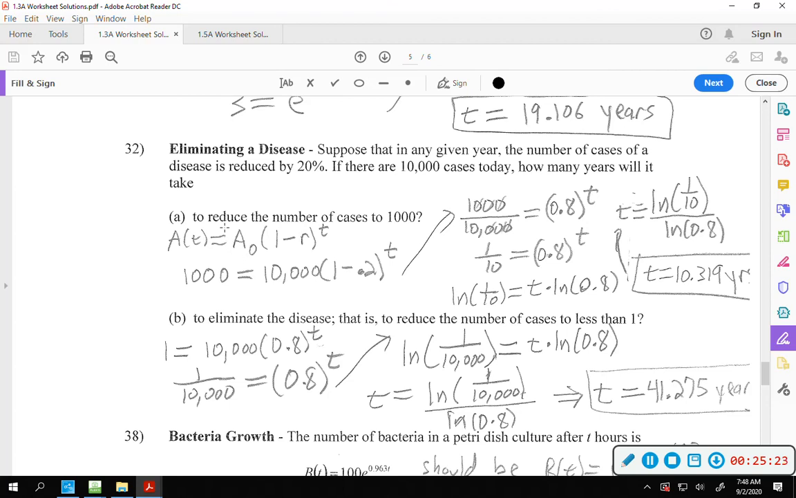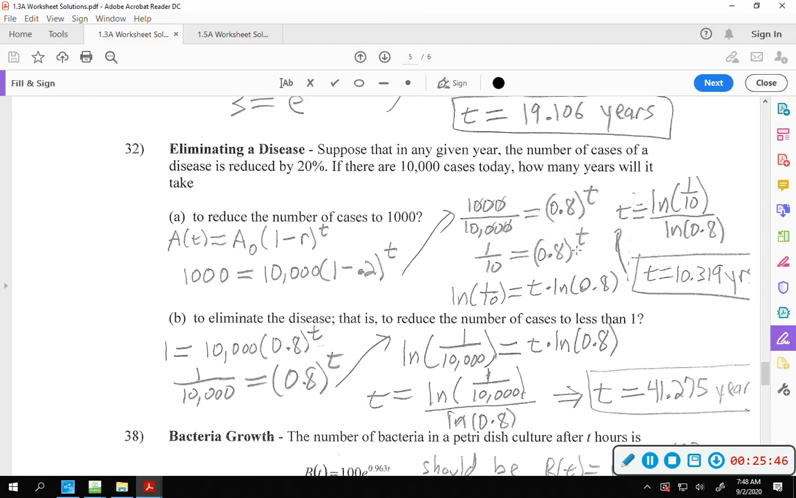So this is the initial amount, and notice I use A sub 0 now instead of P for principal because it's not a money problem, but they mean the same thing. There it is, it's 10,000. The rate is 0.2. There's the time. I want to divide both sides by 10,000. I get 1/10. 1 minus 0.2 is 0.8. I'm still solving for this variable.